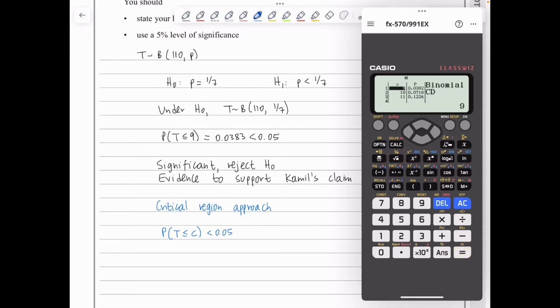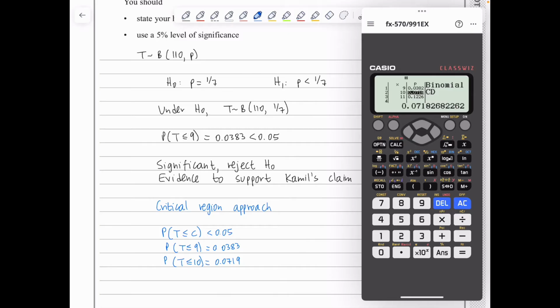So let me run this, and I see that the probability of T being less than or equal to 9 is 0.0383, and the probability of T being less than or equal to 10 is 0.0719.